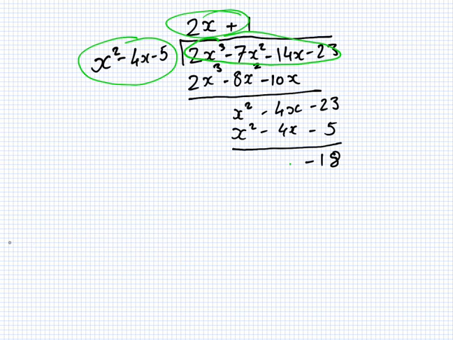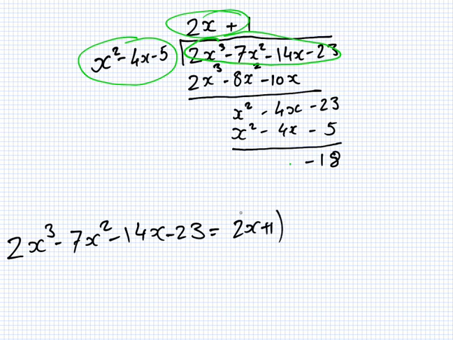So we can say now, 2x cubed minus 7x squared minus 14x minus 23 equals 2x plus 1 times x squared minus 4x minus 5 minus 18. So that's just stuff from semester 1 really. So how's that help us? Should I put the blind down?